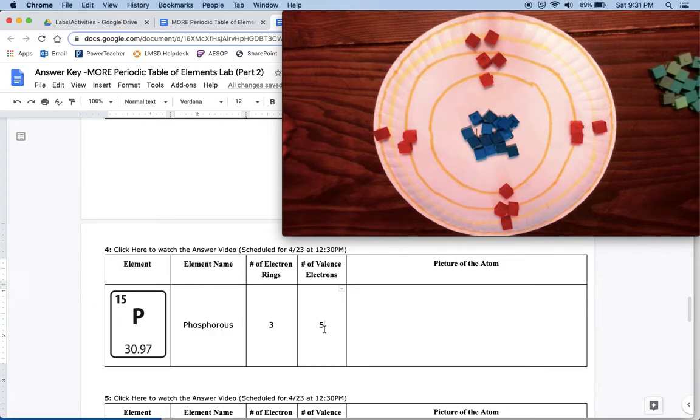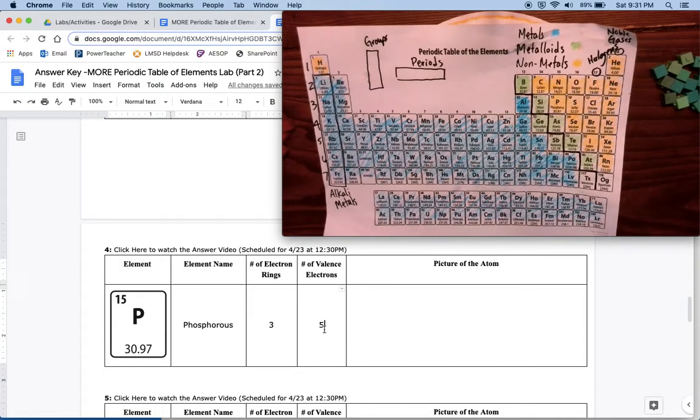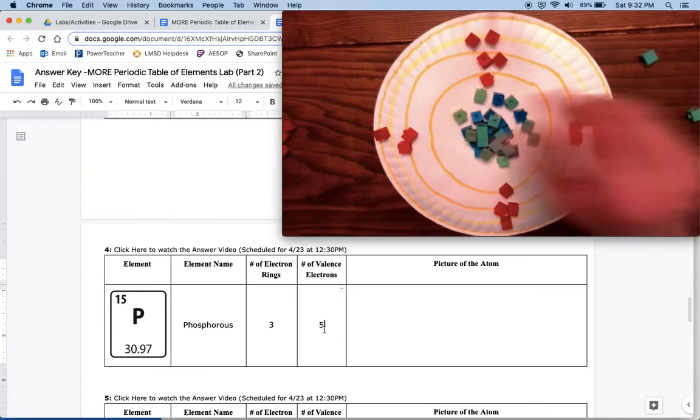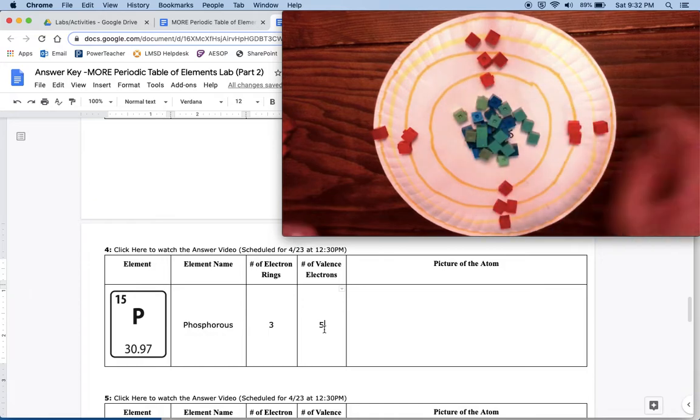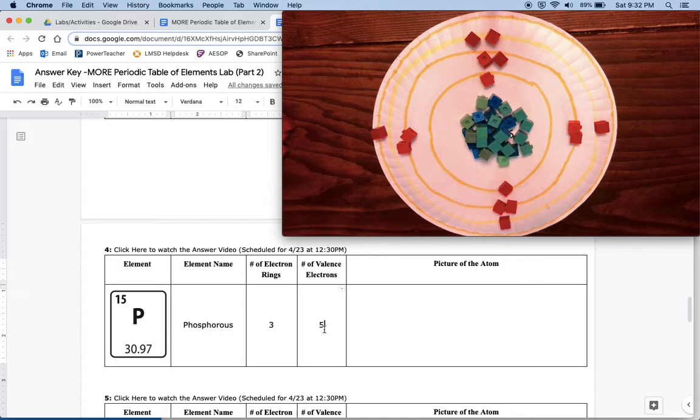Now let's figure out how many neutrons it has. Since phosphorus has a mass number that's pretty close to 31, we're going to round that up to 31, because most phosphorus is phosphorus 31. It has 15 protons, so 15 plus 16 would be 31. That means I should have 16 neutrons. Those 16 neutrons go in the nucleus, and there you go. That is the correct drawing of phosphorus.